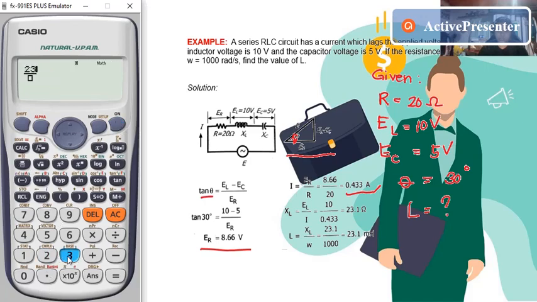So solving for the value of L, we know the formula already. XL, 23.1, divided by W, 1000 rad per second. W is equal to 2 pi F, but since W is given in the problem, we go direct. So our value of L will be 0.0231 Henry or 23.1 milli Henry.